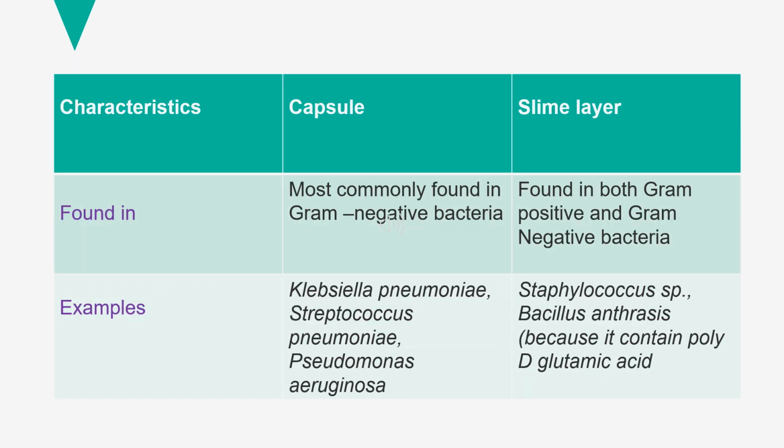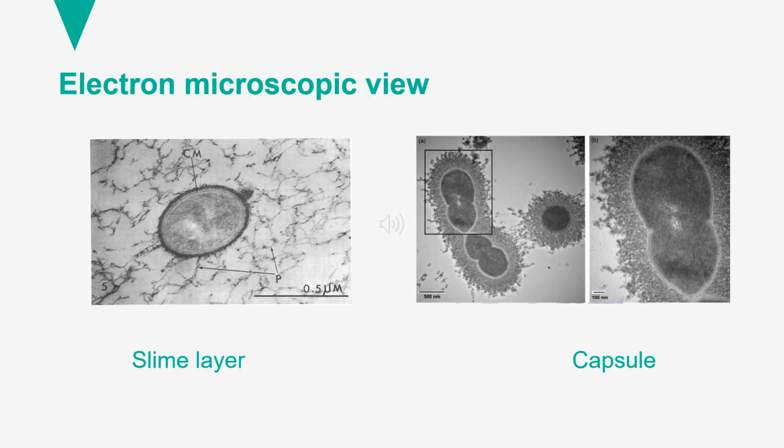And the next is where it is found. Capsules are most commonly found in gram-negative bacteria, but slime layer is found in both gram-positive and gram-negative bacteria. Some examples of capsule are Klebsiella pneumoniae, Streptococcus pneumoniae, and Pseudomonas aeruginosa. But slime layer consists of Staphylococcus species, Bacillus anthracis, because it contains only D-glutamic acid. And now here we can see the view of a slime layer and capsule under an electron microscope. Here slime layer shows fuzzy halos around the cell, and here capsule shows a clear halo around the cell.